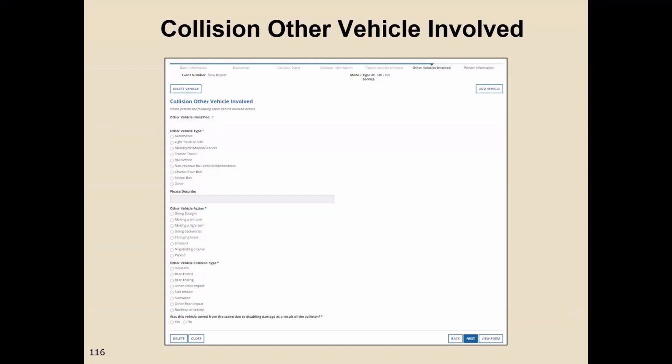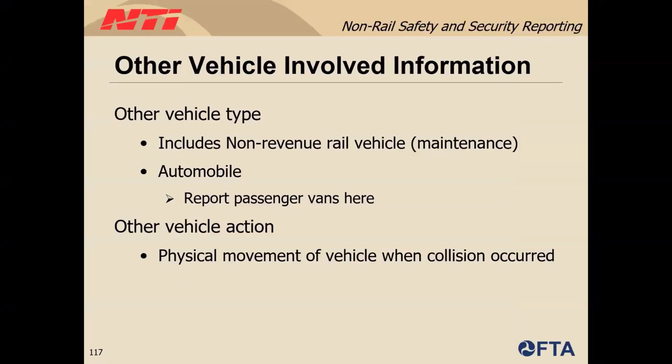This is a screenshot of the other vehicle involved screen for non-rail collision reporting. The form collects the type of other vehicle. The form includes an option for a non-revenue rail vehicle. The automobile option would be used for both cars and passenger vans, such as a Dodge Caravan, for example.